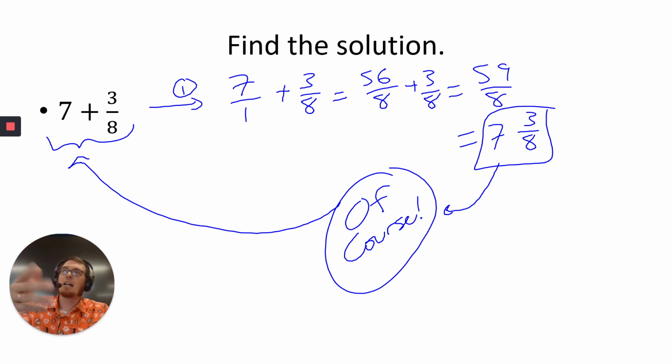That's like saying, take $1.25. What do you have? $1.25. So it makes sense in this case that you have 7 and then plus the 3/8.